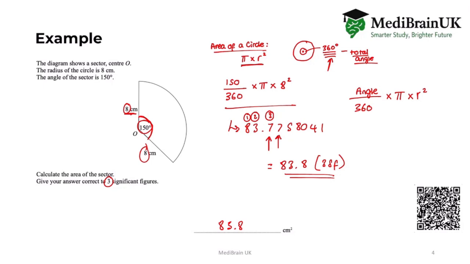Why did I divide 150 by 360? Whatever angle you're given in a sector, anything that's not a full circle, you put it over 360, because that's how much of the circle we've been given. We have a total of 360 degrees in a circle, but we've only been given 150. That's why the angle that you've been given in your sector is always over 360. And then you multiply it by your normal area of a circle. So your answer is 83.8.